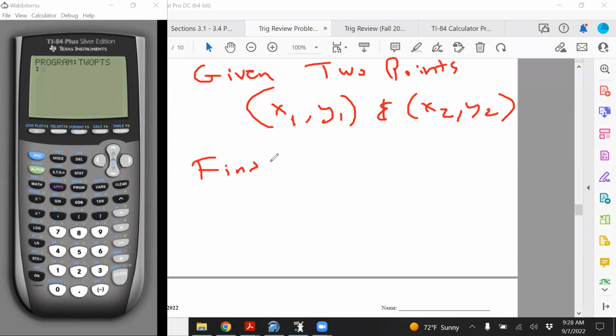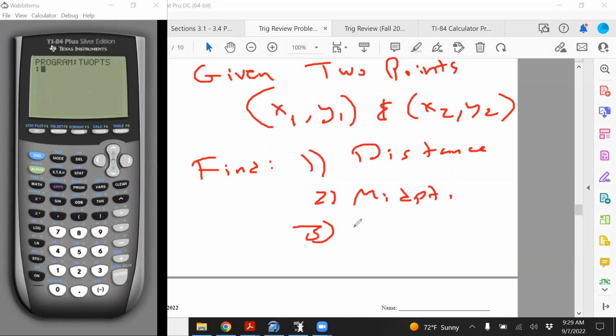Find the distance, the midpoint, and the equation of the line. Okay, so this is just the objective. I'm just writing the objective on the screen. Now let's actually start typing it in. So if you want to input 4 variables, yes, go ahead.